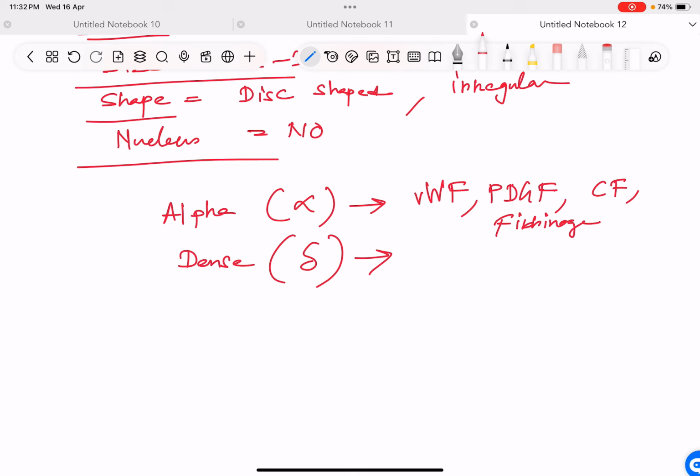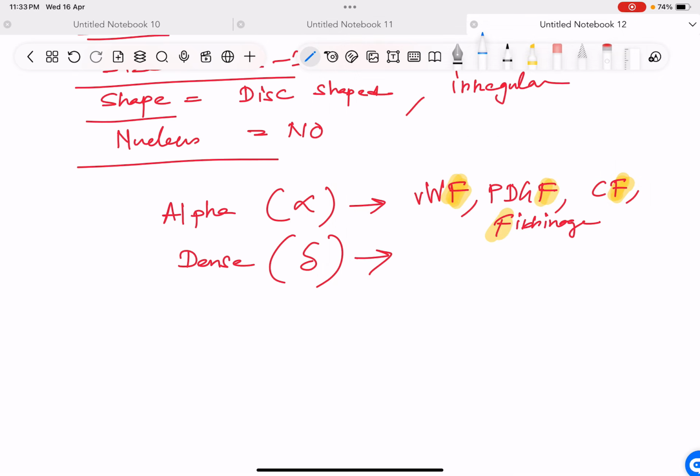4 things. They are all factors. Factor, fibrinogen you can also think of it. Von Willebrand factor, platelet derived growth factor, coagulation factors, fibrinogen. Alpha is all about factors and fibrinogen. Alpha is all about F.